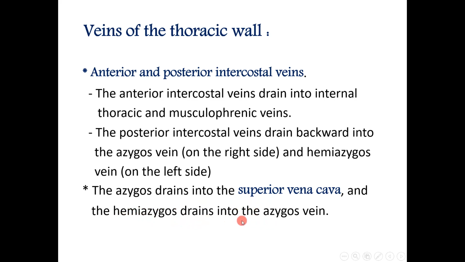So all the venous drainage from the right and left of the thoracic wall will be drained to the superior vena cava.